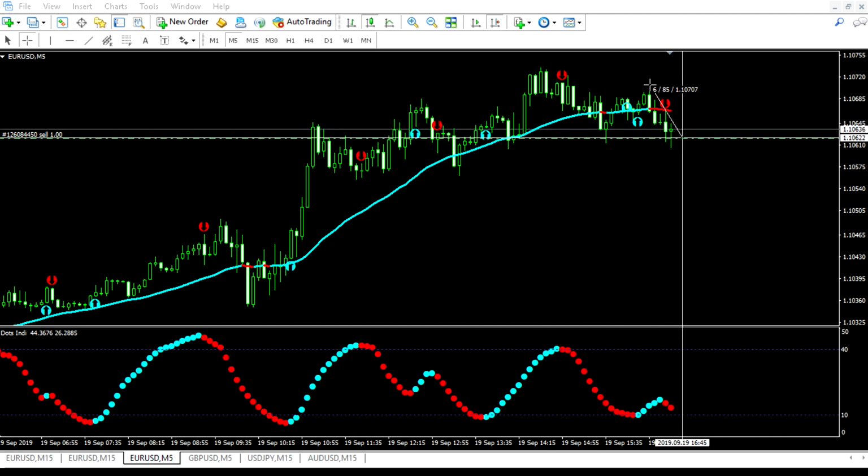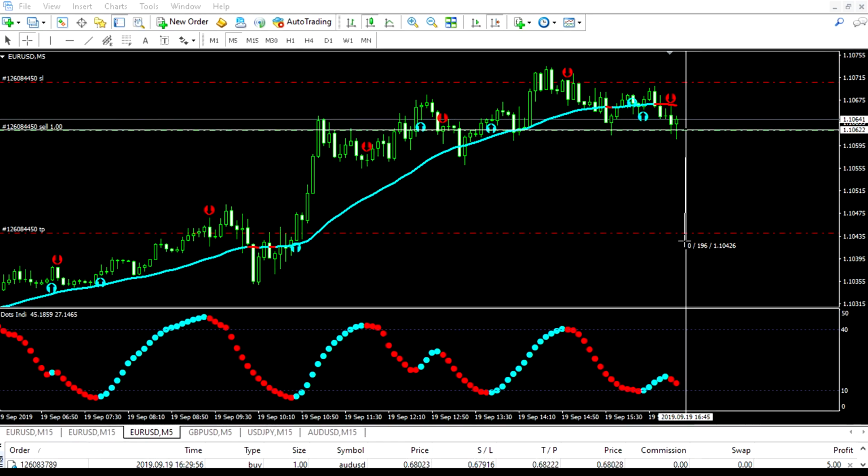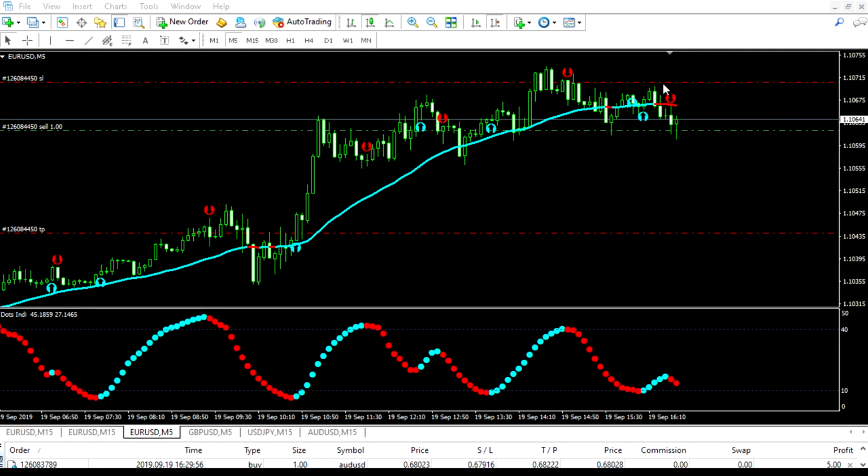In this case, we have 8 pips only for the high, so we can use that for the stop and double the size, so 16 for the target. You can see now that we are fully in a trade. Let's see how this trade will develop.